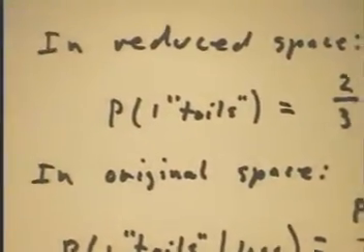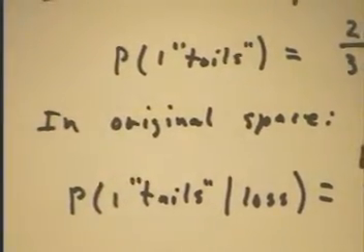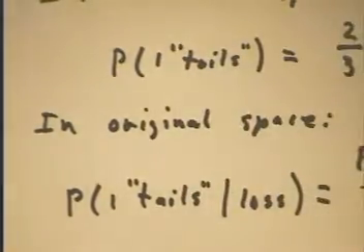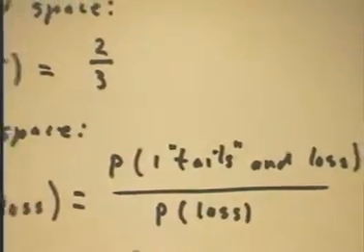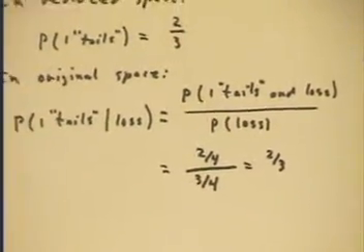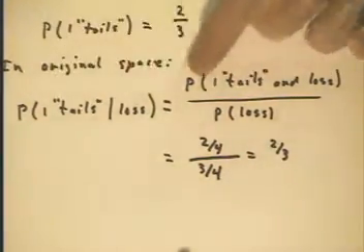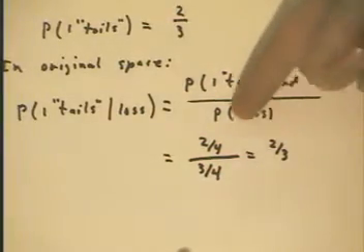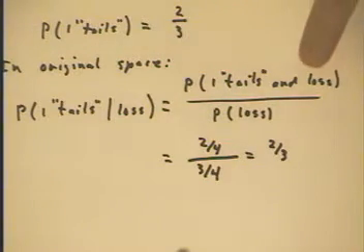If we look at this, there are 2 ways to look at it. One is to look at just the reduced space. We see the 2 out of 3. If we look at the original space, then the probability of 1 tails given a loss is the probability of 1 tails and a loss over the probability of a loss. Because remember, the probability of A given B is the probability of A intersection B over the probability of B. So there's A, 1 tails, and B, loss, over the probability of a loss.